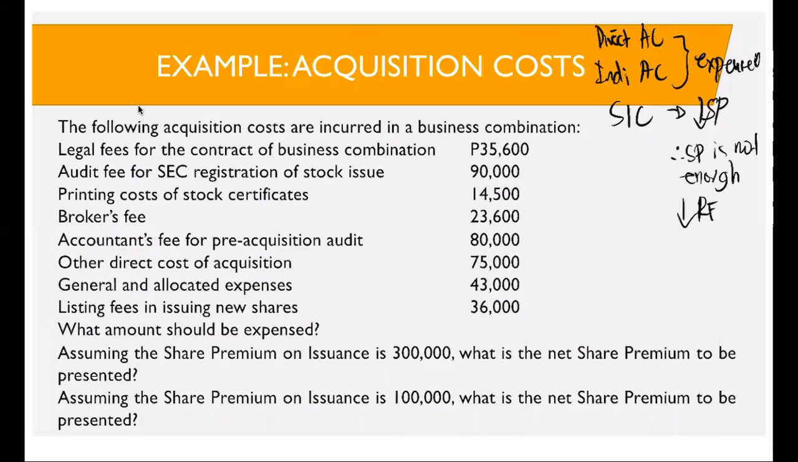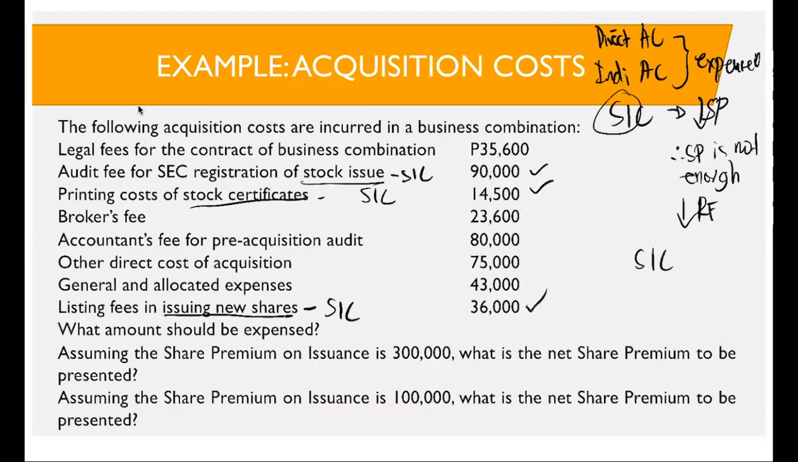Okay, so if you are presented these items, you just need to first know the stock issuance. Anything that is treated for stock issuance should be part of stock issuance cost. So stock issue, this is stock issuance cost. Stock certificates, stock issuance cost. Listing new shares is stock issuance cost. So these three items are stock issuance cost. So how much is the total stock issuance cost?